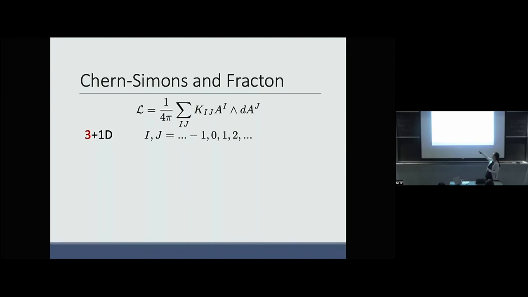So we imagine that these indices I and J take values not just from 1 to 2, but among all the integers, all the negative integers and all the positive integers. And so that gives us the third direction.